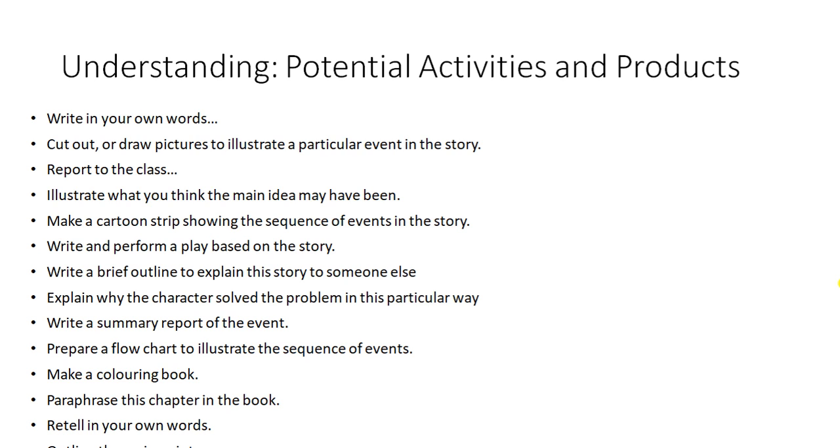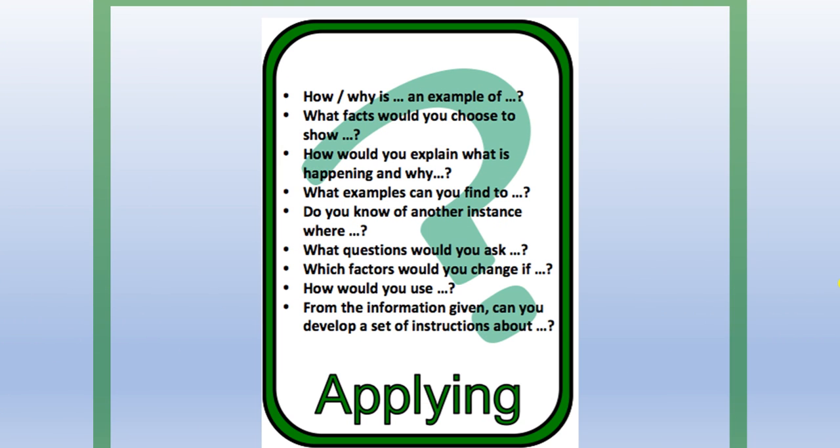Write a summary report of the event. Prepare a flowchart to illustrate the sequence of events. Make a coloring book. Paraphrase this chapter in the book. Retell it in your own words or outline the main points. So these are some potential activities that we have seen under understanding. And the next term is applying.